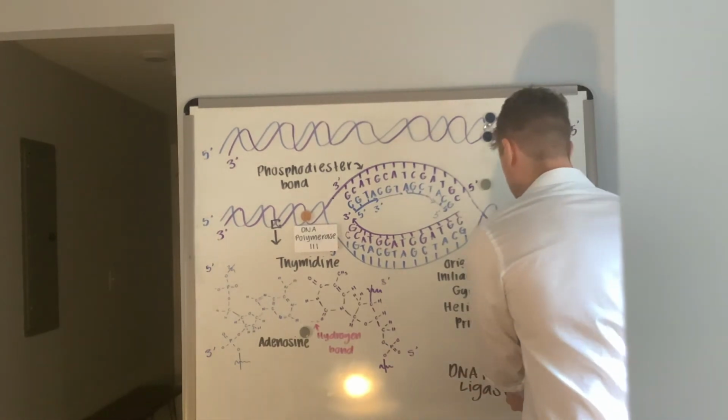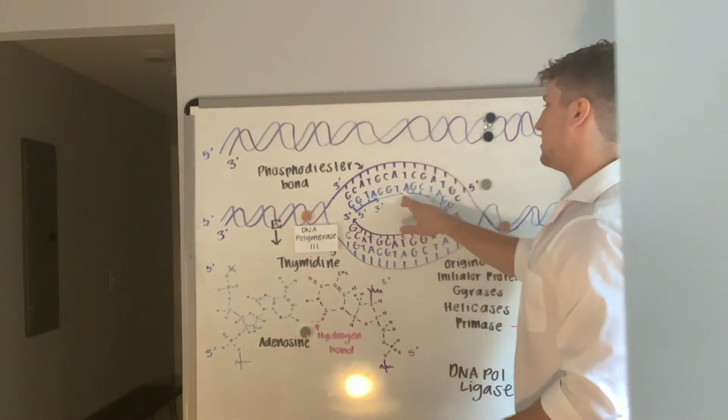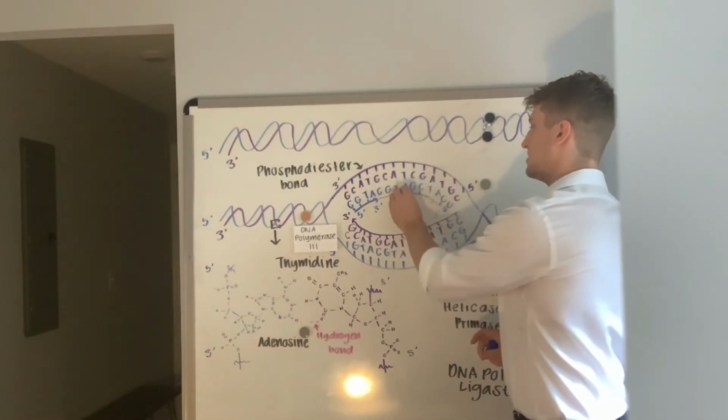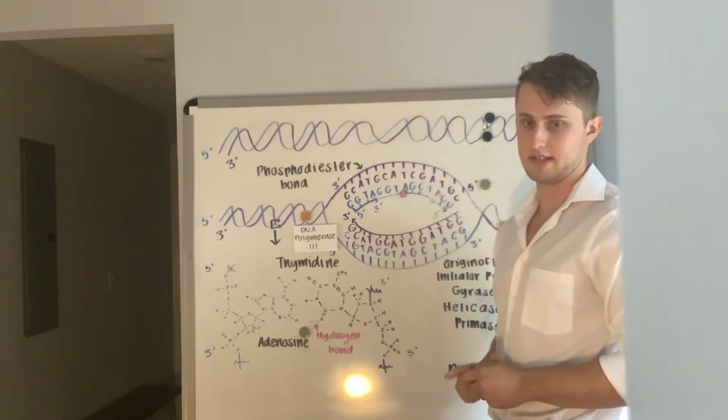So now that DNA Pol 1 has made its way through, any of these small gaps are called nicks, and that's where ligase comes in. It's going to come in and seal that gap without adding another nucleotide.